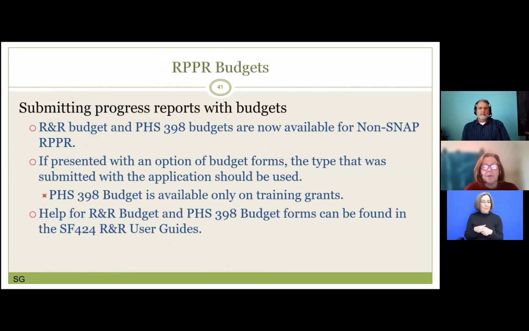Submitting progress reports with budgets. We have available both the R&R budget and the PHS 398 budgets for those that require budgets. If presented with an option in the budget forms, then you should use the option that the application used when you submitted it. If you have questions about which one to use, please contact your grants management staff and they can assist you with that.